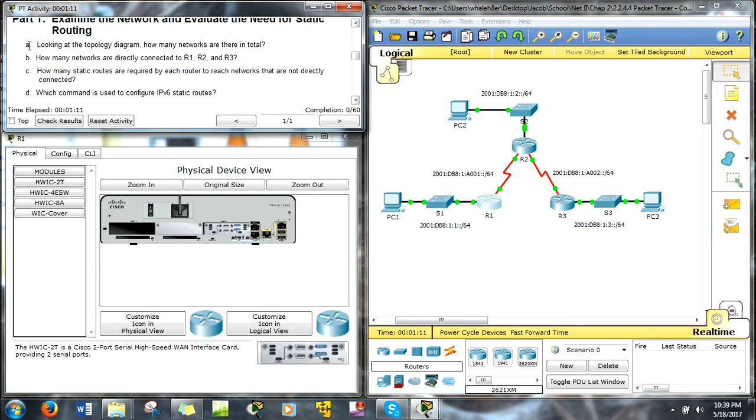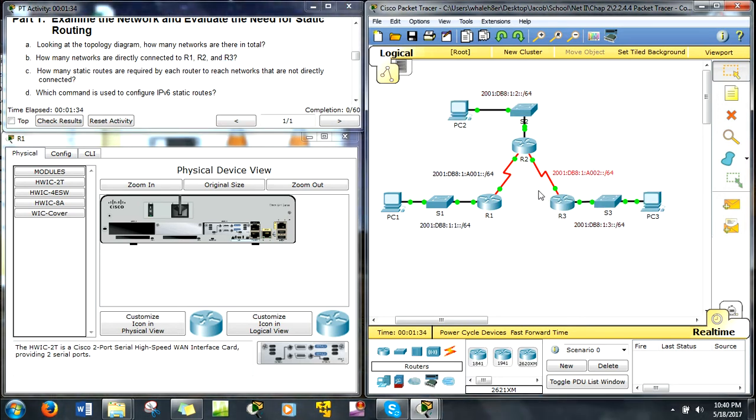IPv6. Looking at the topology diagram, how many networks are there total? 1, 2, 3, 4, and 5, just like last time. How many networks are directly connected to R1? Well, there's 1, 2. How about R2? There's 1, 2, 3 directly connected to R2. And how about R3? We've got 1, 2 networks directly connected to R3.